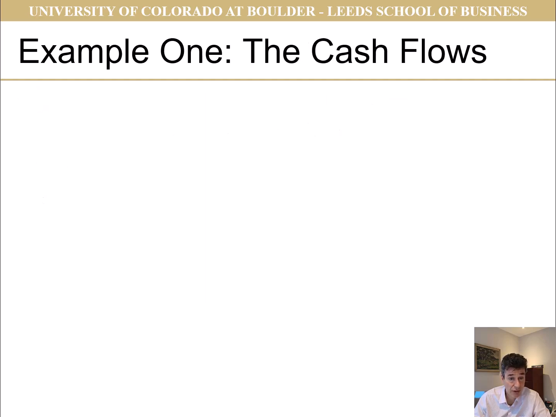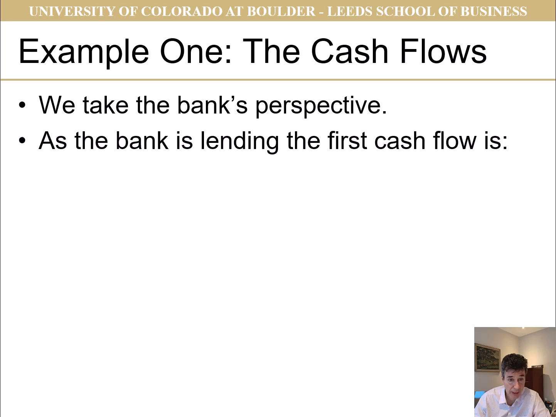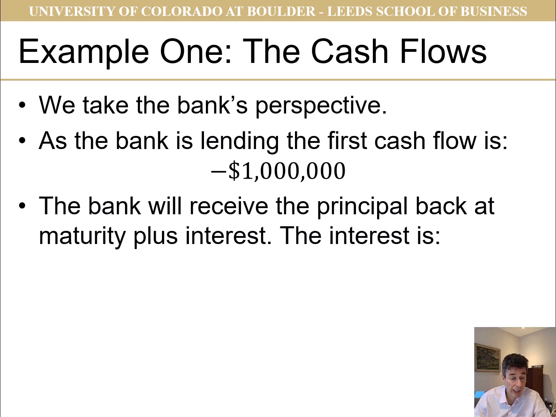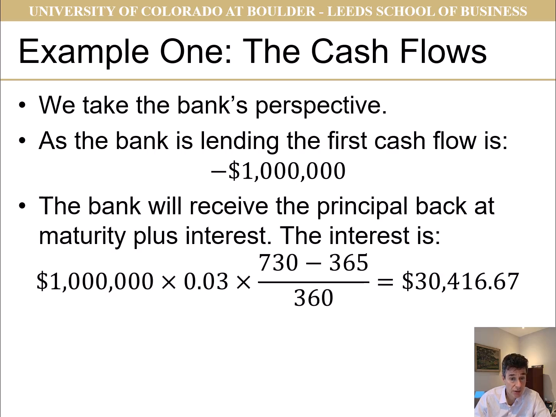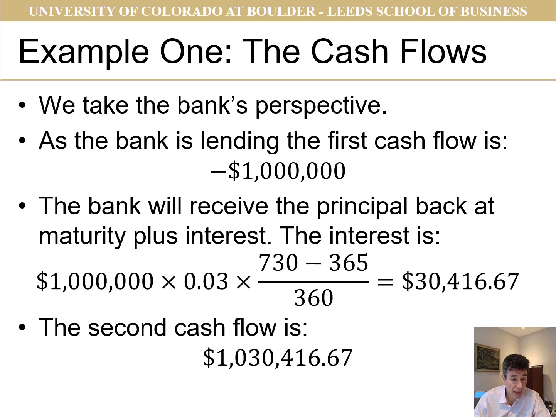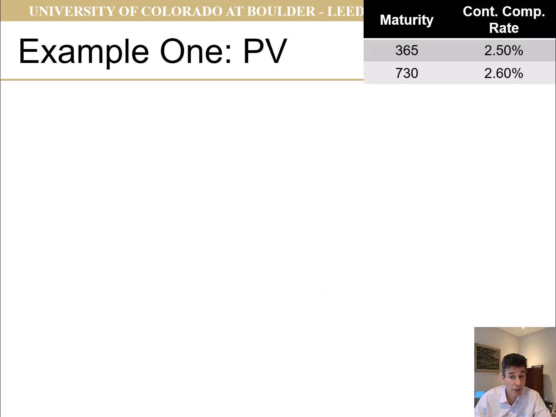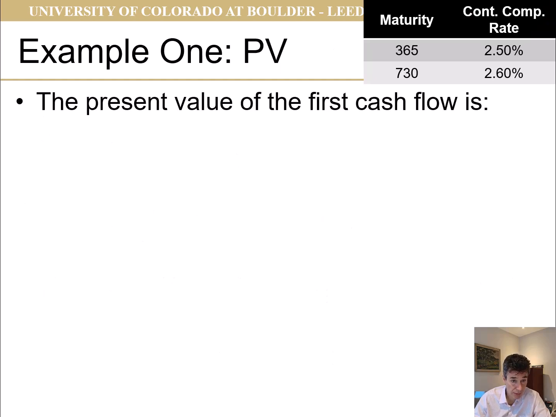We figure out the cash flows first. Take the bank's perspective. The bank is lending. The first cash flow is negative $1 million. The bank's going to receive the principal back at maturity plus interest. The interest is $1 million times 0.03 times (730 minus 365) over 360, or $30,416.67. And so the second cash flow is $1,030,416.67.